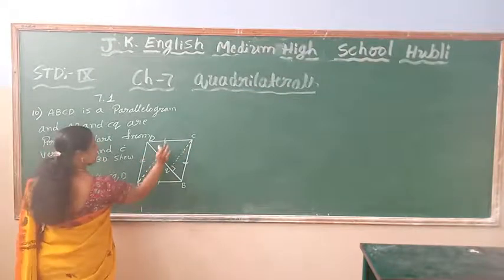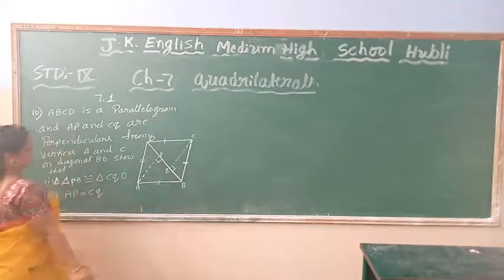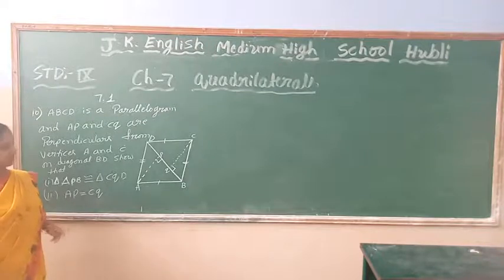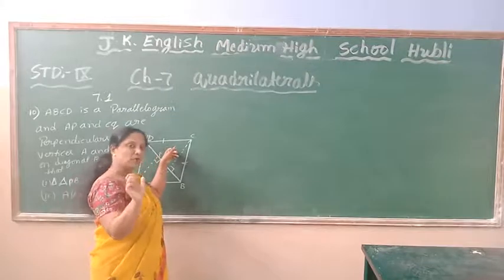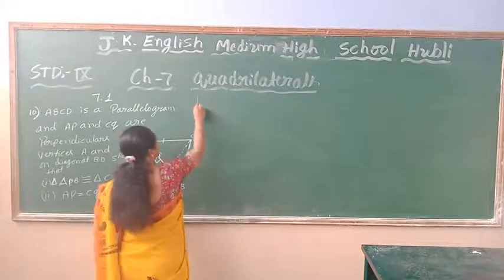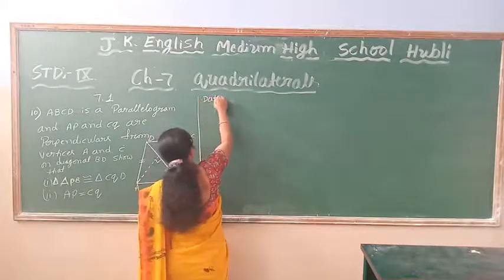These two triangles are congruent. If I have to prove these two triangles are congruent, then I have to consider those two triangles only. Then, the data, what they have given.